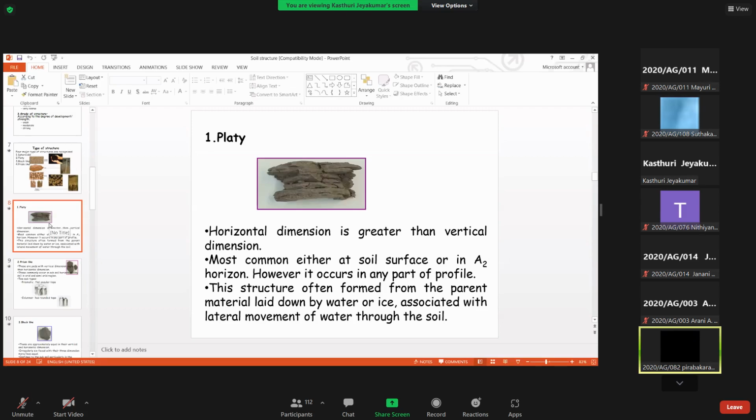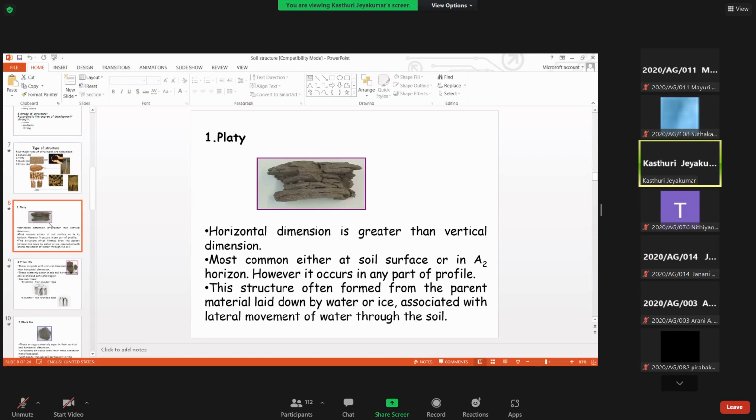However, it occurs in any part of the profile. This structure is often formed from parent material laid down by water or ice, associated with lateral movement of water through the soil. So remember that platy means the horizontal dimension is greater than the vertical dimension. Second, mostly you can observe this type of structure at the top surface or in the A2 horizon, but you can observe it in other horizons also.